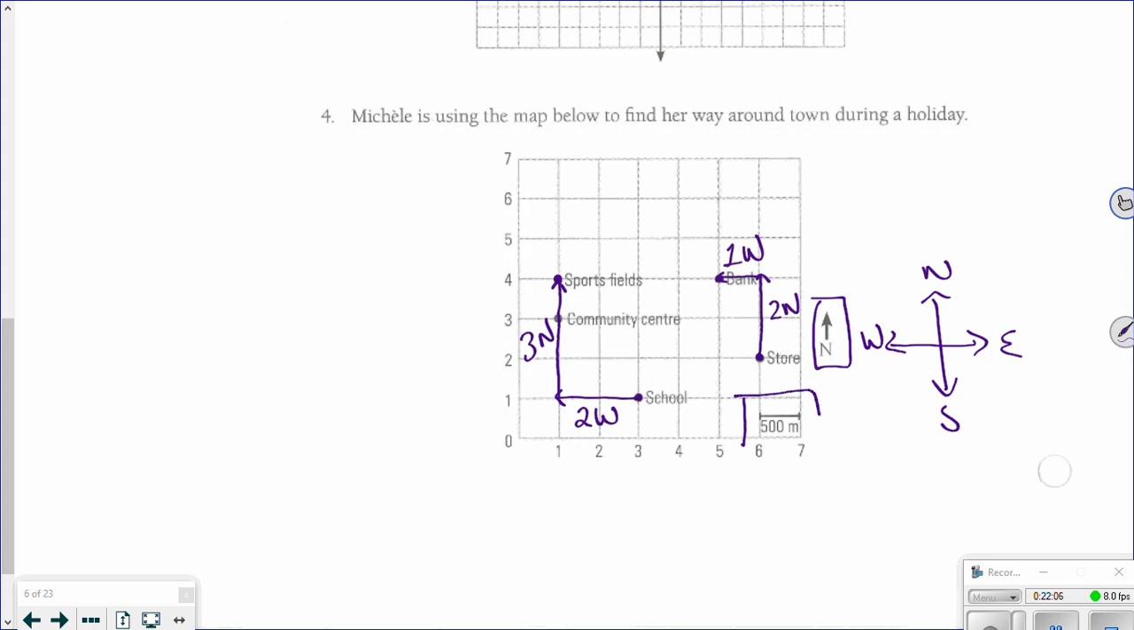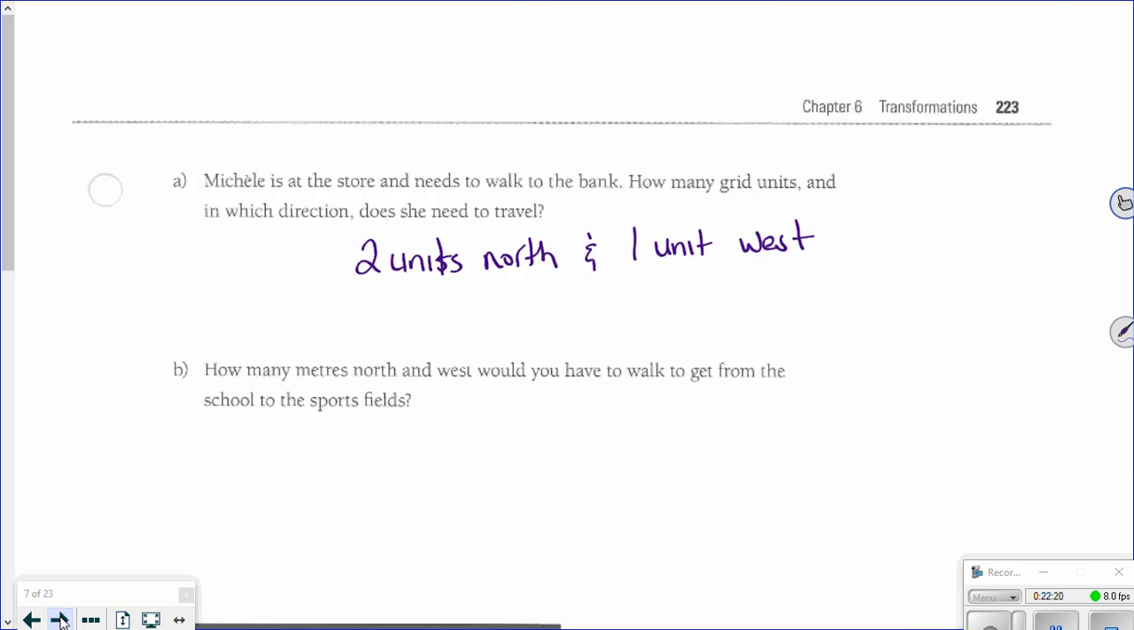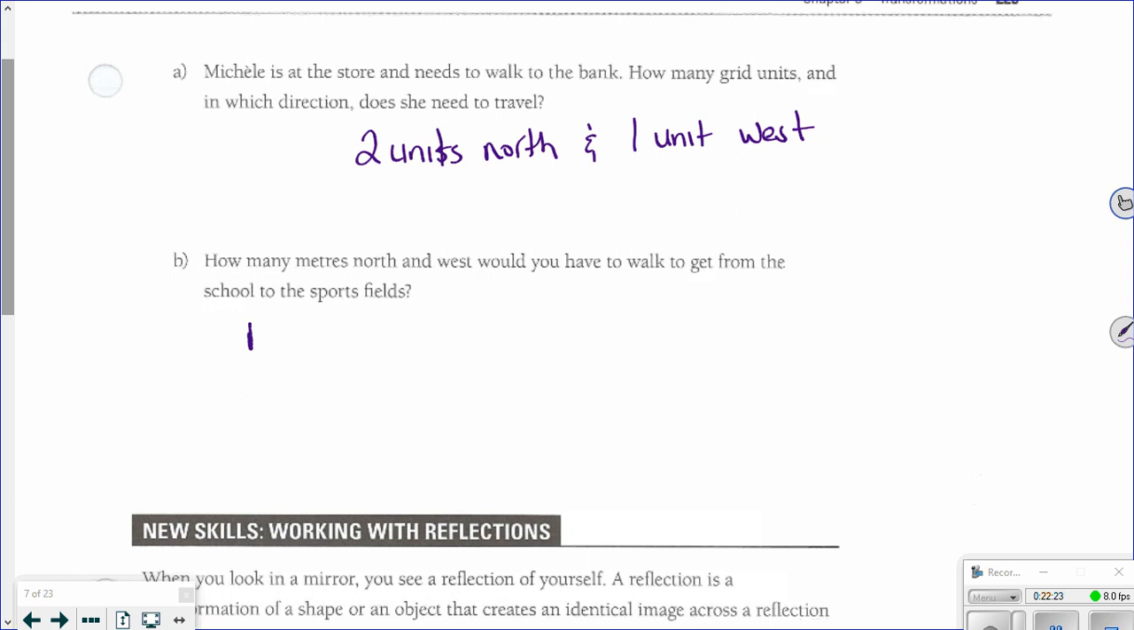And if we look at a map, it always has some sort of key or legend that tells you how big the spaces on the map represent in real life. This is saying each space is 500 meters. So I'm just going to go back to the other page. So for the north direction, she went, oh, sorry, 3 units north. And we know each unit is 500 meters. So 3 times 500 is going to be 1,500 meters north.